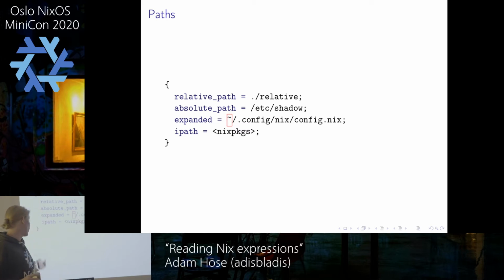Then we have this one I call the angle-bracket path. I recently learned why we have this syntax. This is referencing an environment variable called NIX_PATH, where nixpkgs is a property inside this environment variable. And this syntax here, I recently learned, was inspired by the C syntax for include. So this is really like the Nix include path.